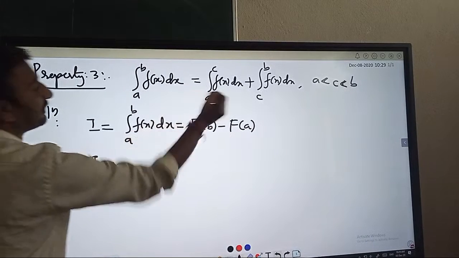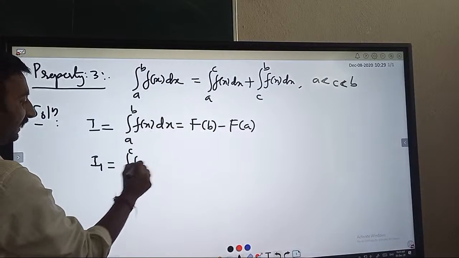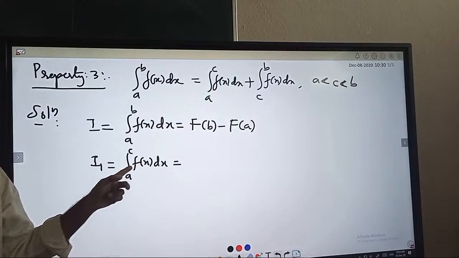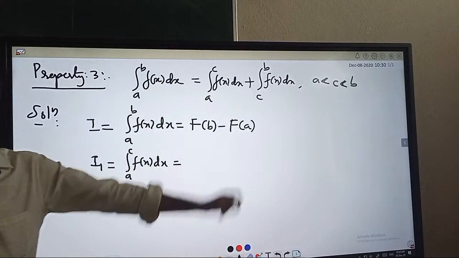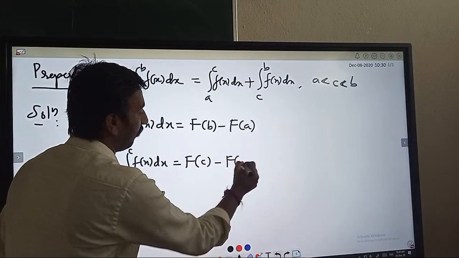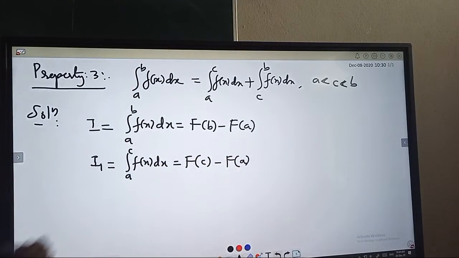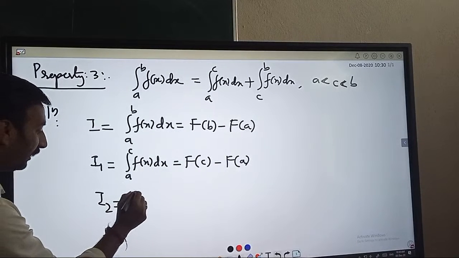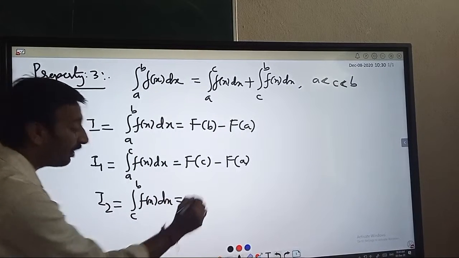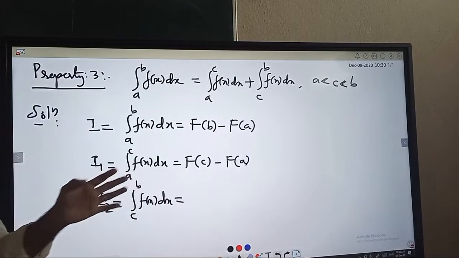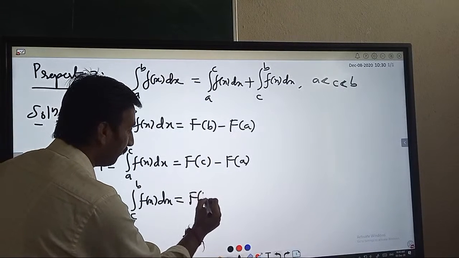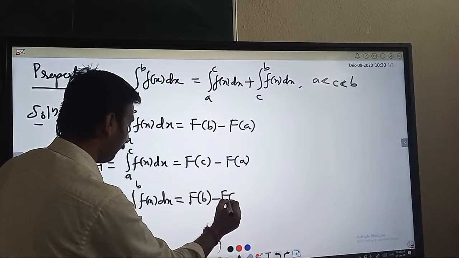I1 is, I will take this part, integration from a to c of f(x) dx. As per the rule, it is nothing but capital F of c minus F of a. Correct? And when you come to I2, I2 is integral from c to b of f(x) dx. What does the rule tell us? Capital F of b minus F of c. Correct?